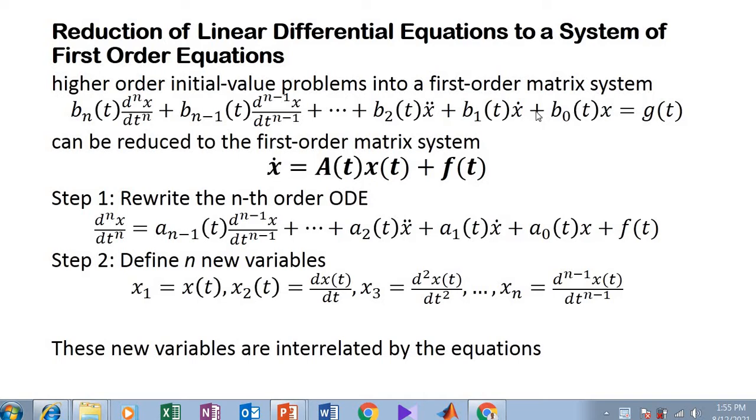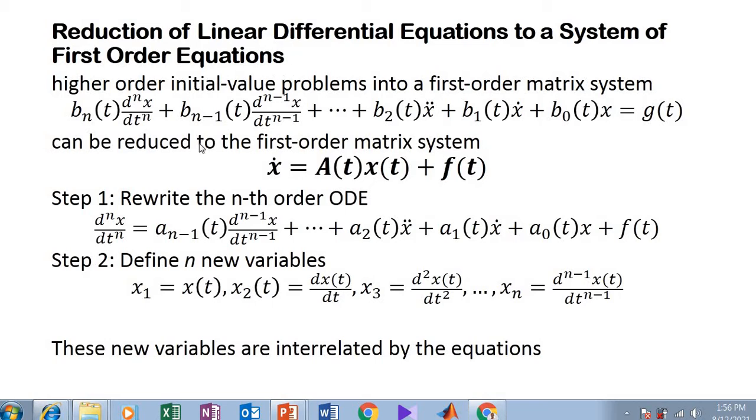As you can see, this is a differential equation of nth order. You can reduce this to a first order matrix system in the form of x prime equals A(t) x(t) plus f(t). A(t) is a matrix of coefficients, x(t) is a matrix of variables, and f(t) is a matrix of the non-homogeneous part.